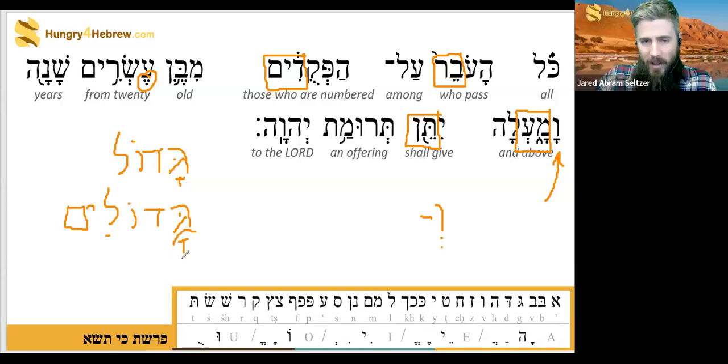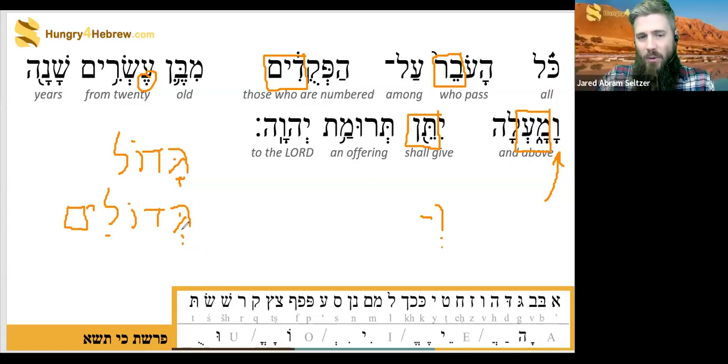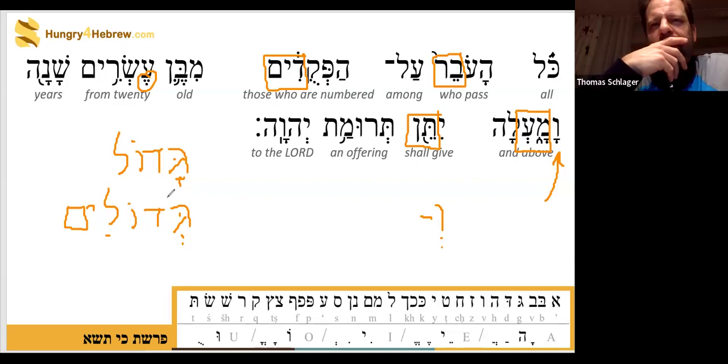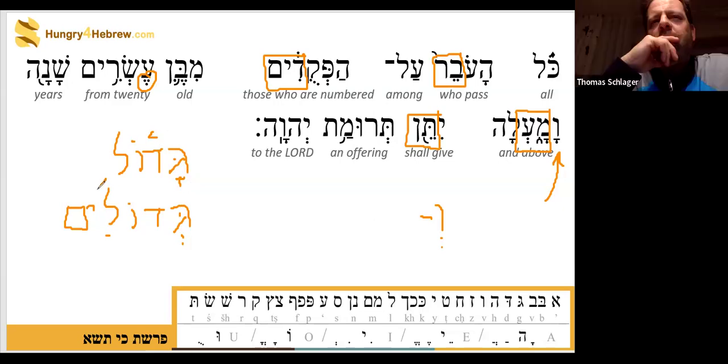But I'm asking about this. Is this correct? Gadolim? No, Gedolim. It turns into Gedolim. The reason being is because if you get a long vowel that's close to the stress, it can stay. But if it gets too far away from the stress, it reduces down.